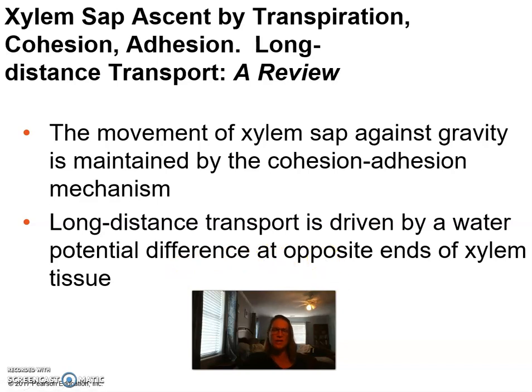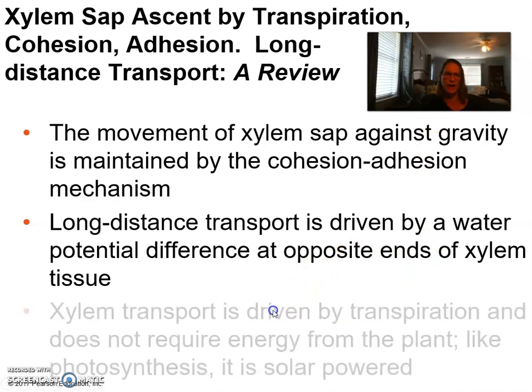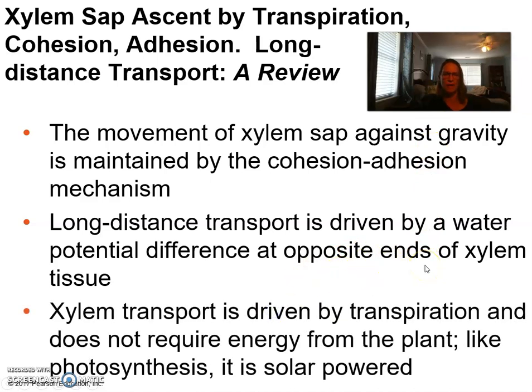Okay, so we hadn't talked about all of those things, but I'm going to review a little bit more about the stomata in just a second. But what we want to do real quick is just have a quick review of what that means, this whole transpiration, cohesion, adhesion pathway of long-distance transport. So again, the movement of the xylem sap, which is water and nutrients, against gravity is maintained by this mechanism.